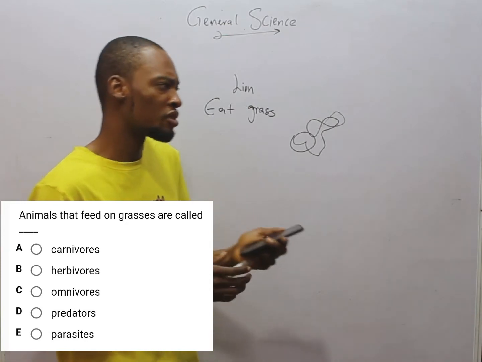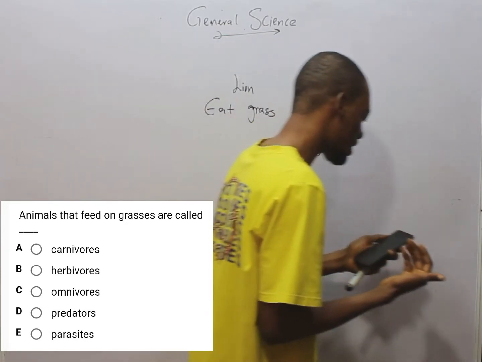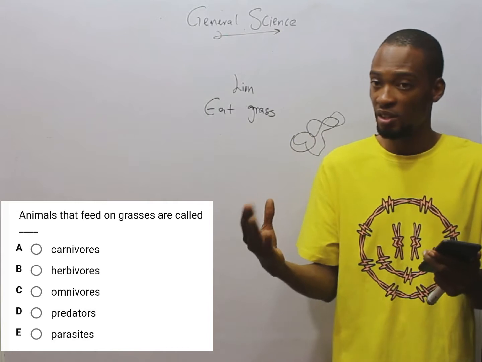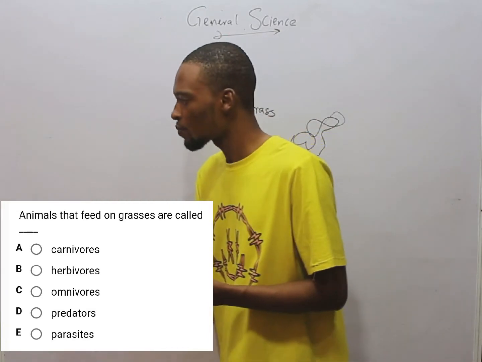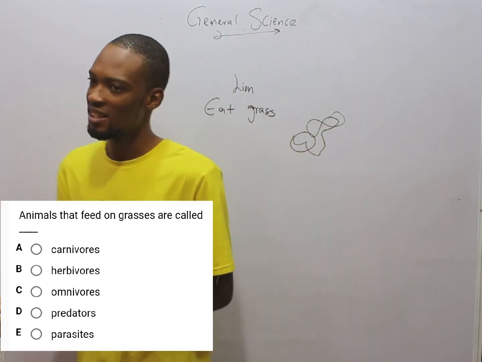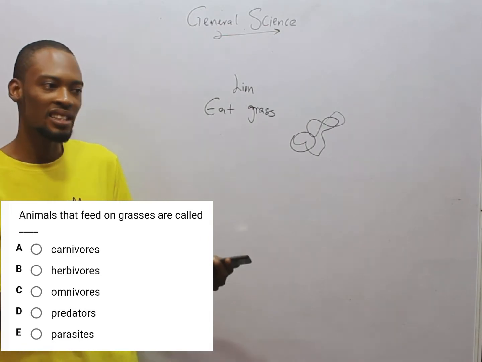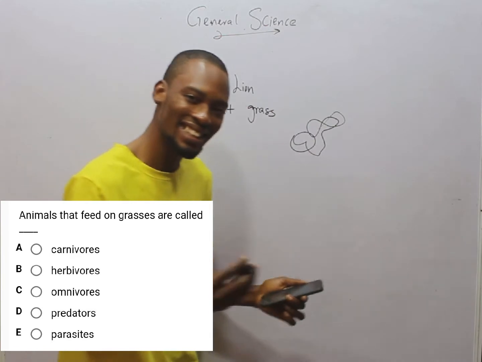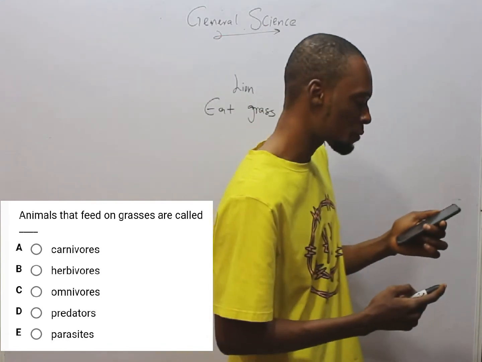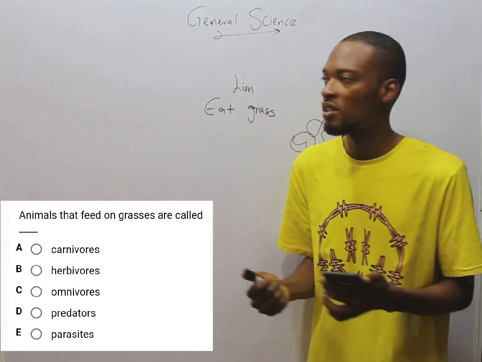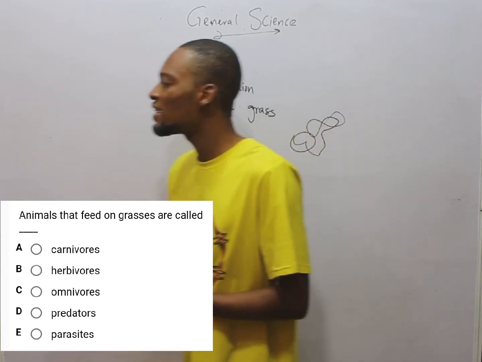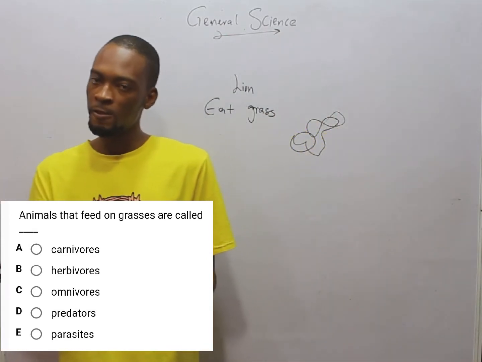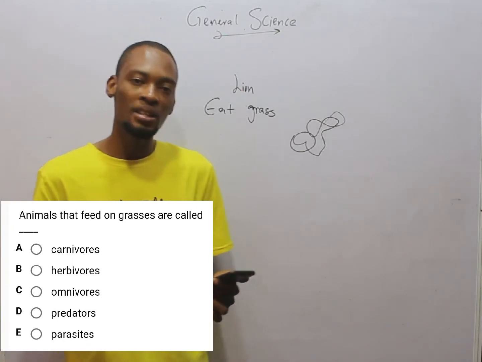Now, herbivores, they are animals that feed on herbs or grasses. Goats, they eat grasses. Cattle, they eat grasses, which means no matter the economy of the jungle, they can eat grass. They are herbivores. Now, omnivorous, they are animals that feed on both flesh and grasses. So they are omnivorous animals.